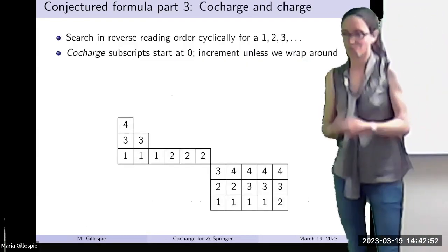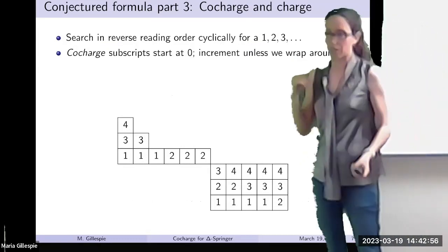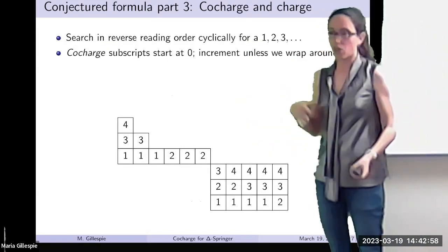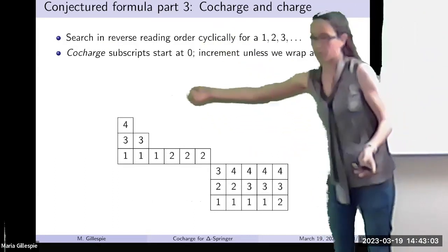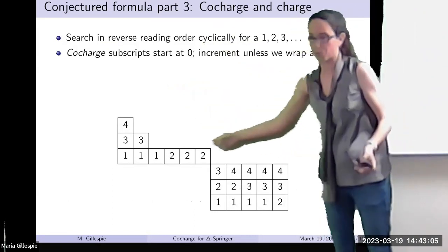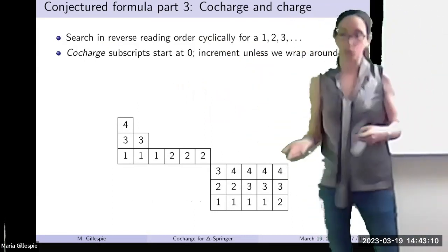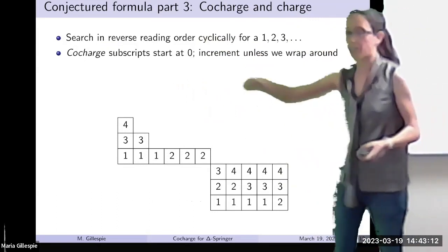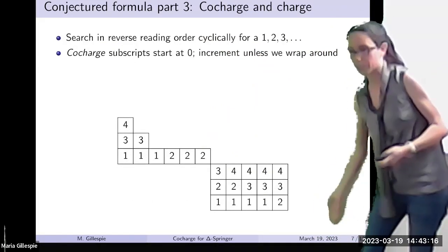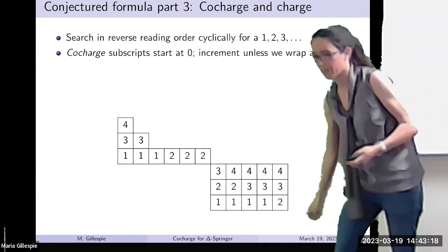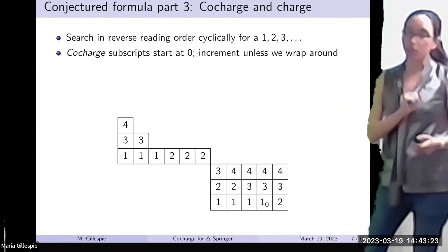Okay. So speaking of charge, let's talk about cocharge and charge. So here's how we define cocharge on actually any tableau or any word. We're going to just take the reading word of this tableau in order, right? 4, 3, 3, 1, 1, 1, 2, 2, 2, etc. Read from top to bottom. And we're going to use that reading word to compute the cocharge of the entire thing, D union B. To do that, we search in reverse reading order cyclically for a 1. So you start back here, down at the bottom, and you go left until you hit a 1. And you label that with the first cocharge subscript.